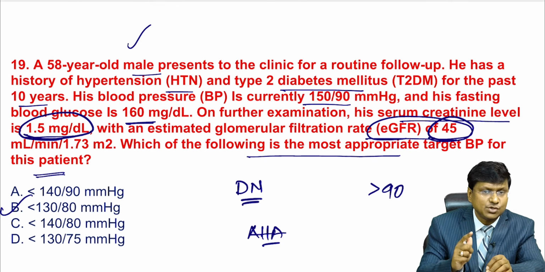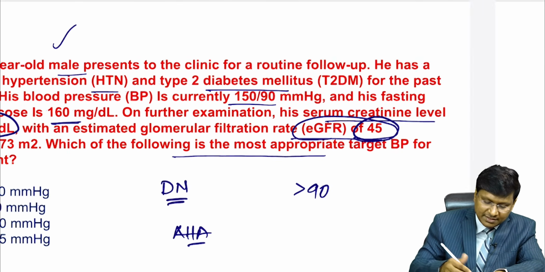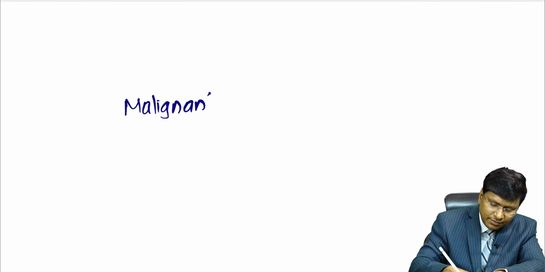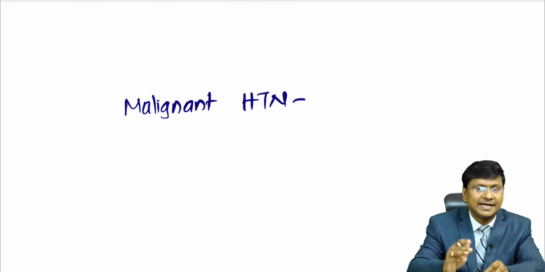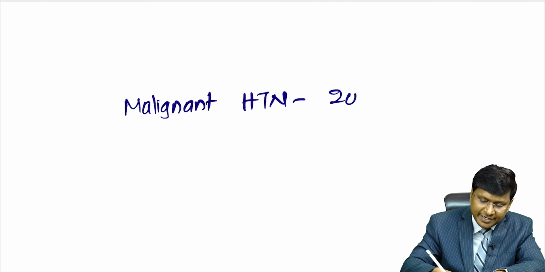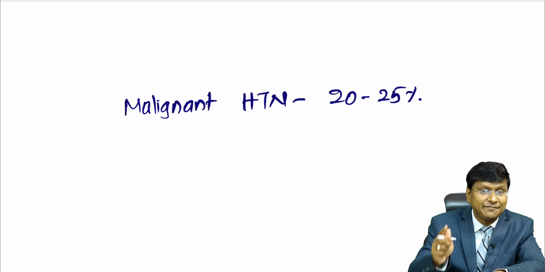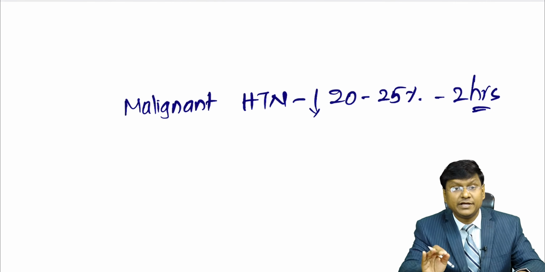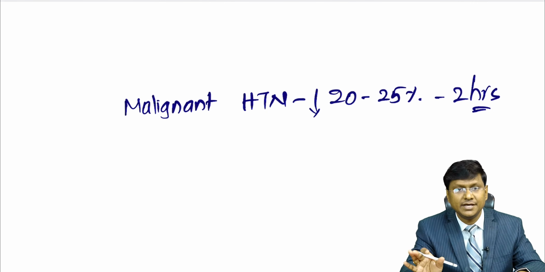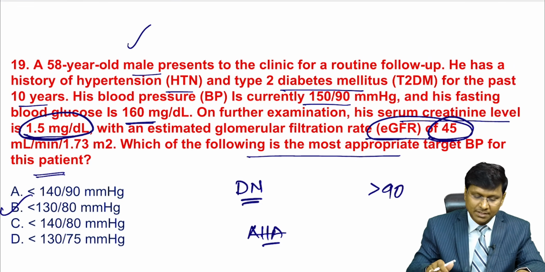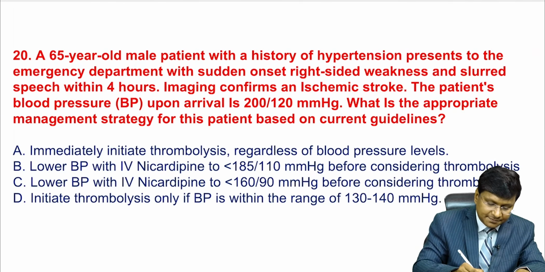And in the previous question, we were discussing malignant hypertension. In case of malignant hypertension, how much should the blood pressure be reduced? The blood pressure should be reduced by 20 to 25% over 2 hours. So the answer in this particular question is less than 130 by 80. So moving on to the next question.